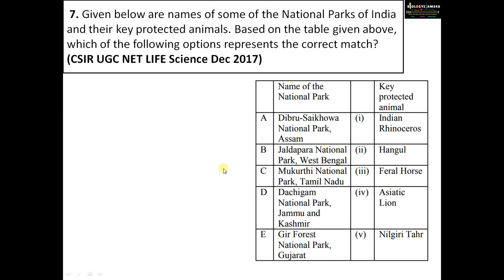So while looking into these questions, I know this much. Gir Forest National Park, that is Asiatic Lion, I know that. Then the second one I know is Mukurthi National Park, this is Nilgiri Tahr. Nilgiri Tahr is endemic to Western Ghats, that is what I know. Rest I am not sure about. Once I saw this Assam, I thought of Indian Rhinoceros. Then I know that it is not this national park, it is Kaziranga National Park. So the chance of this coming together is very rare.